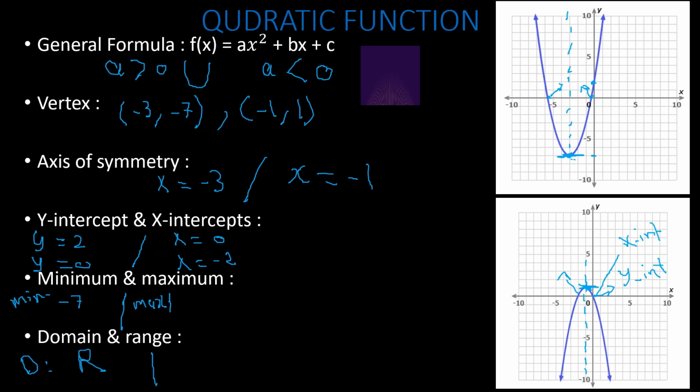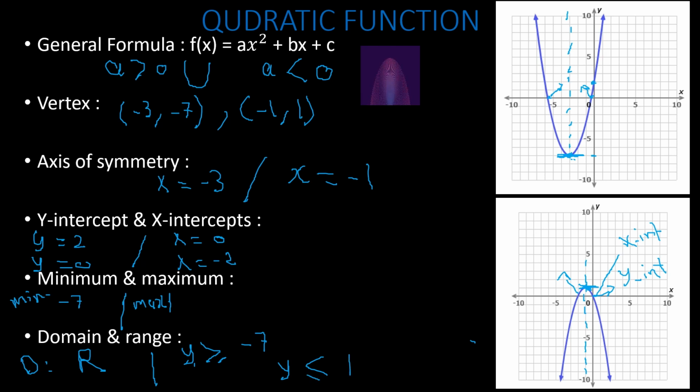Now let's talk about the range. The range is the values of y, from the minimum value to the maximum value. It's clear that the minimum value for the first shape is here, so y starts at -7 and goes up to infinity. So y is greater than or equal to -7. For the second shape, the range goes from -infinity to 1, so y is less than or equal to 1.